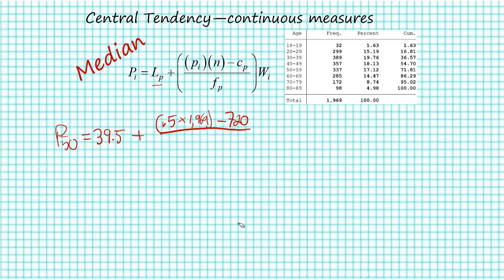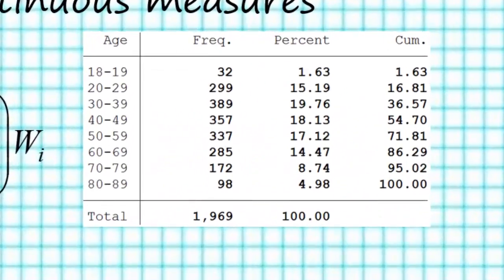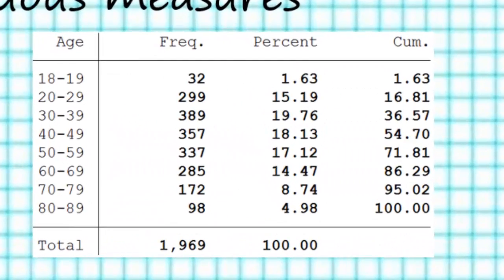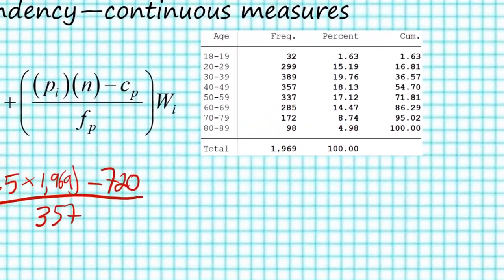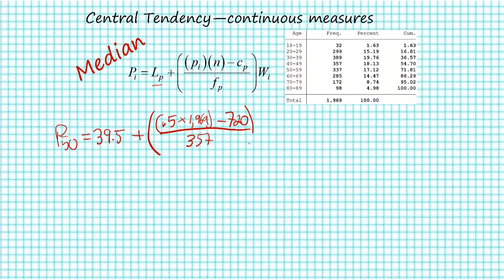F sub p is the frequency or number of cases in the interval that contains the median. So again, the median interval is 40 to 49. The number of cases is 357. And then I take this whole quantity and I multiply it by the interval width, which is mostly 10 years wide.